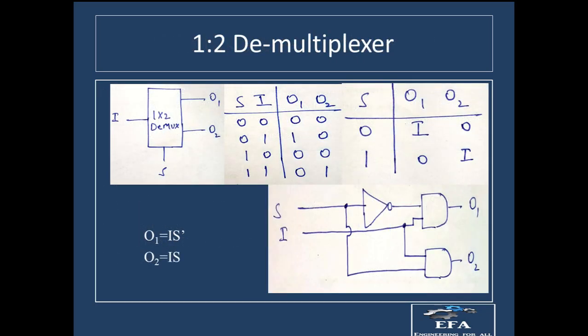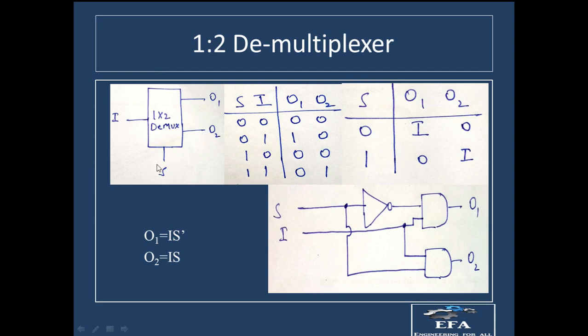Let us move on to the first part, that is the 1 is to 2 demultiplexer. In this case you can see that one input line is there through which all the information is coming, and the information coming from that input line has to be segregated or distributed onto two output lines. If you are having two output lines, then 2 power 1 is equal to 2. In the power we are having only 1, so one select line is required. So this is the block diagram for the 1 is to 2 demultiplexer, where we are having one input line, two output lines, and one select line.